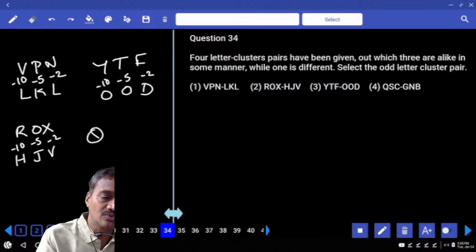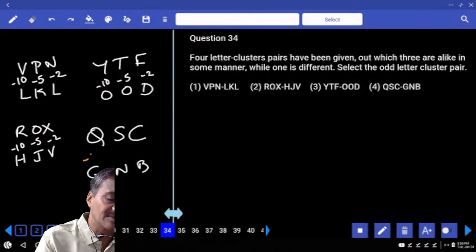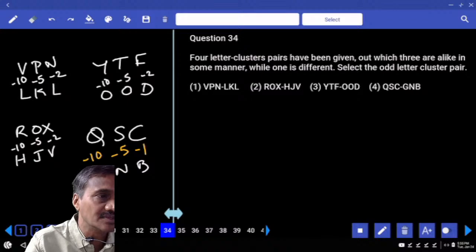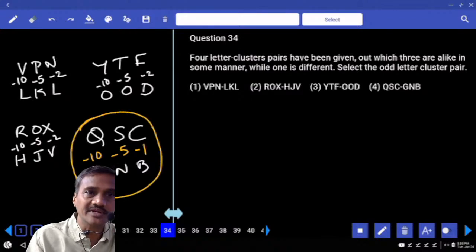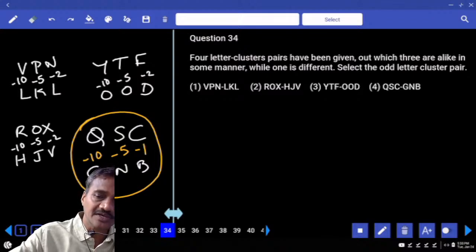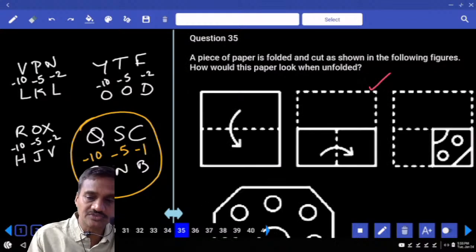And finally QSC and GGB. Q and G, what is the difference we have between these two? 17 and 7, minus 10. 19 and 14, minus 5. And C and B, what should come here? Minus 1 has come. Here we need to have minus 2. Hence except choice 4, the remaining 3 are following the same pattern. Hence choice 4 is the odd one. Then 34, it is choice 4.